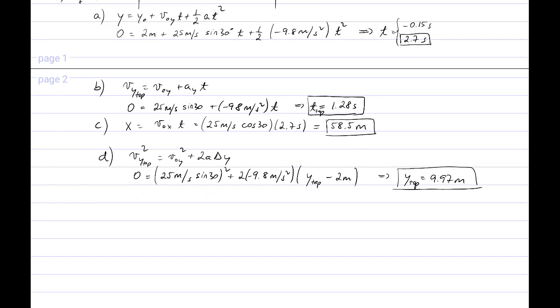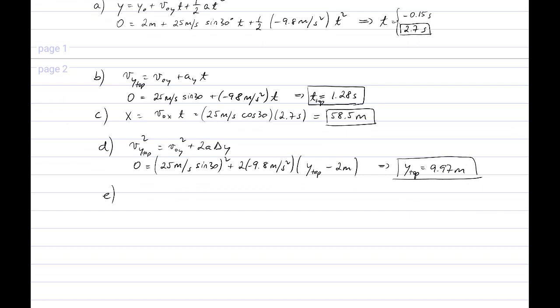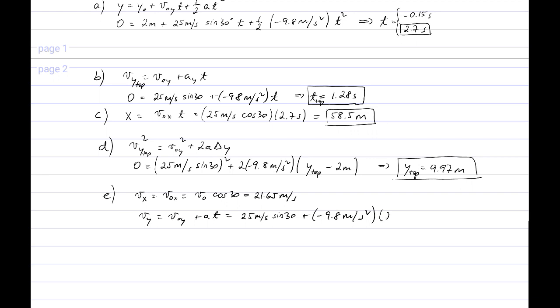Okay? Then the last part, we're looking for the velocity when the ball strikes the ground. One thing we know is that the velocity in the x direction is constant throughout the motion. So that is v naught cosine 30, or 21.65 meters per second. Then to find the velocity in the y direction, we can use Vy equals v0y plus at. So v0y is 25 meters per second sine 30 plus negative 9.8 meters per second squared times the time, that is 2.7 seconds. And that will give us negative 13.96 meters per second. The fact that it's negative means that it's pointing down, which is correct.